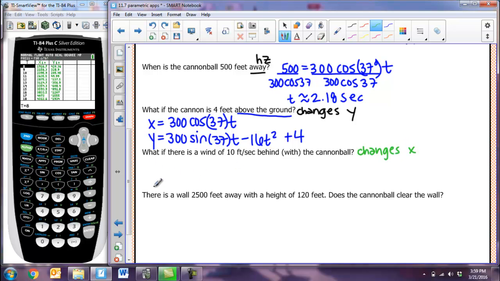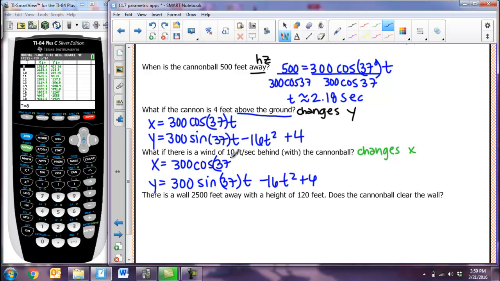So when I look here, I'm going to use the same y equation, and I'm just going to go ahead and still leave it on its little platform. But now my x is going to have a little bit of help. And since it's going and blowing with the cannonball, I get to add some speed in. And since it's speed, I know I need to multiply it by the time in order to find a distance.